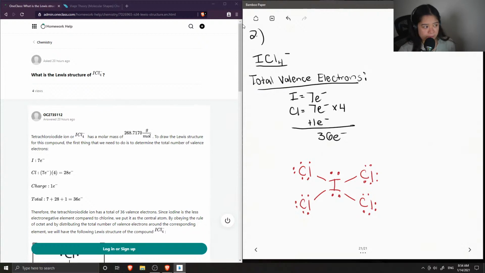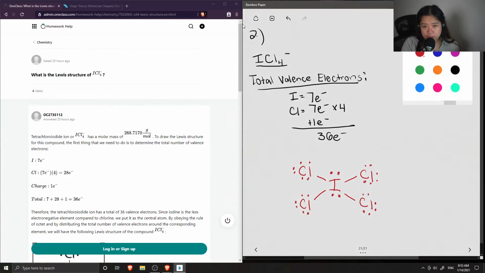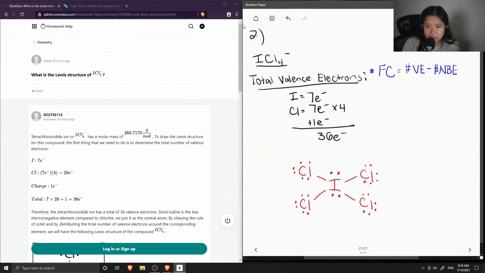So now I have a total of 36 electrons, and now I'm just going to calculate the formal charge of each of the atoms. I'll write the equation for formal charge up here. Formal charge is equal to the number of valence electrons minus the number of non-bonding electrons, so these are all the electrons that are in the form of lone pairs, and then minus the number of bonding electrons divided by 2.